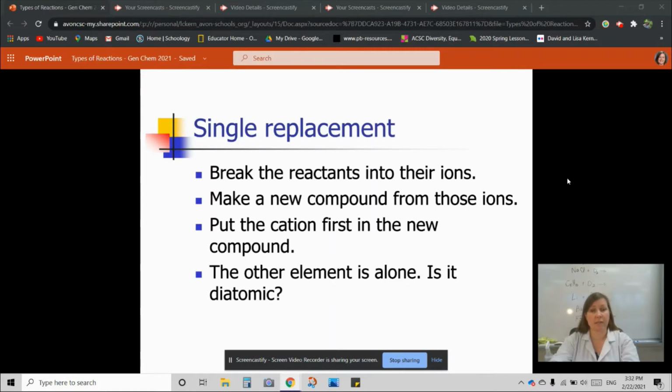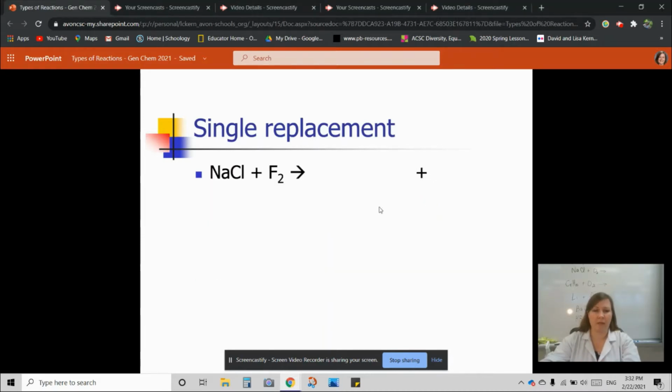So you have to ask yourself, is that other element diatomic? And if it's diatomic, you've got to put your subscript 2. So here we have NaCl and F2, and we're going to have at the end of it an element and a compound, or maybe we'll put the compound here and the element here. It doesn't really matter. But we've got to see what that's going to look like.